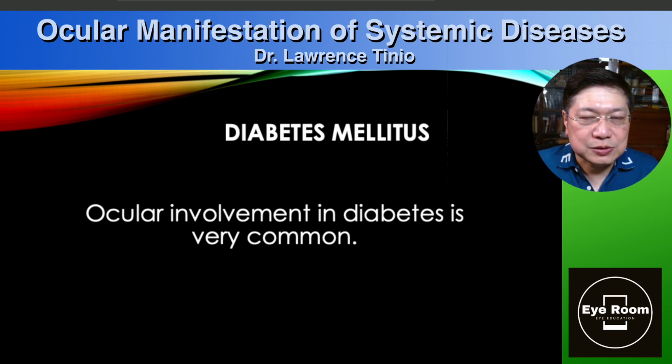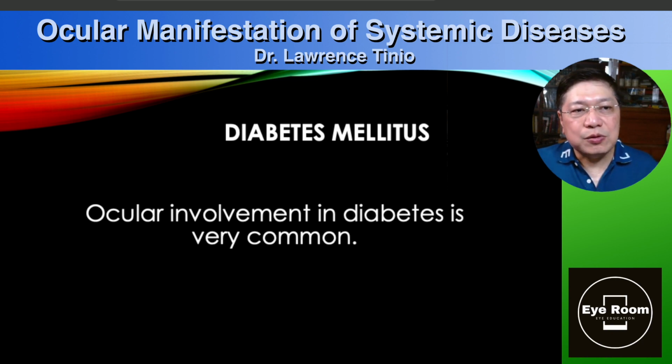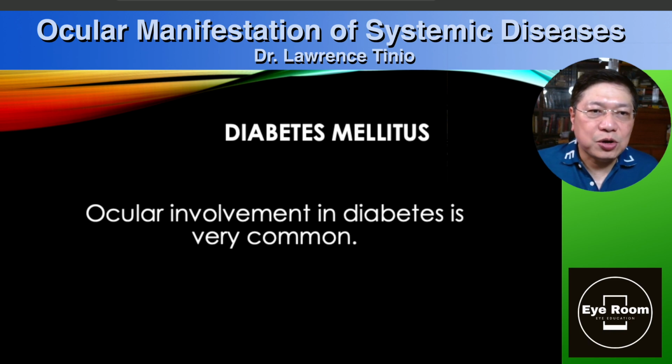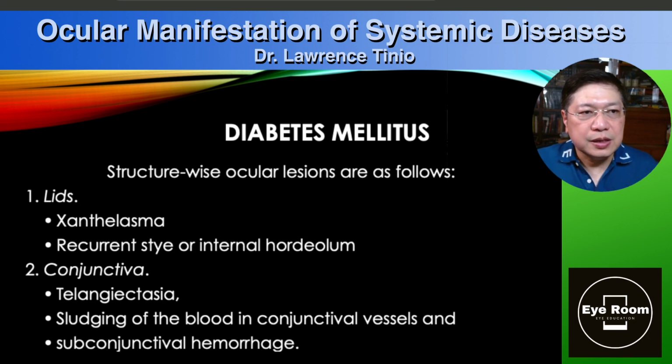Diabetes mellitus, one of the more talked about diseases as far as our health is concerned. Now, your eyes are very, very commonly involved in diabetes. The three most common systems in your body that are involved with diabetes are your eyes, your kidneys, and your nerves. Those are the most common. And structure-wise, your eye could be affected by diabetes; we'll break it down into the structures.